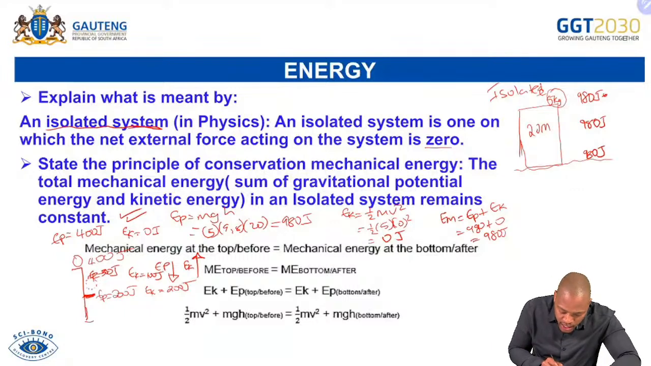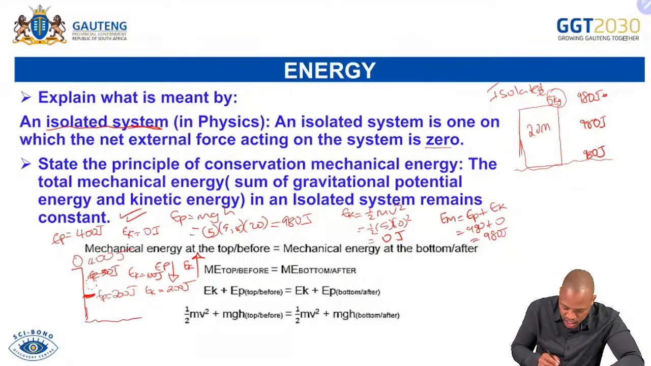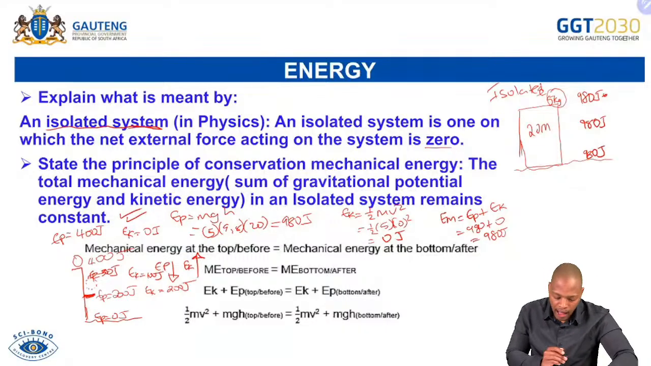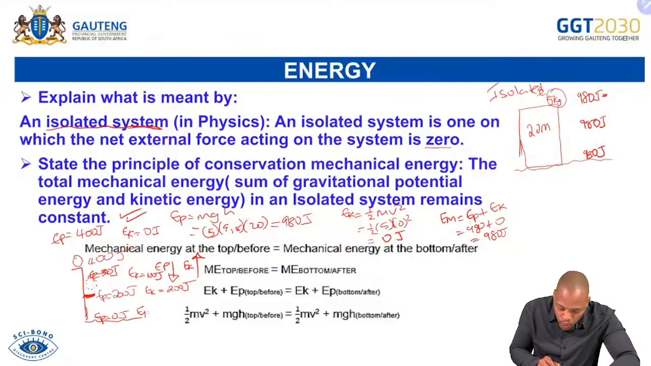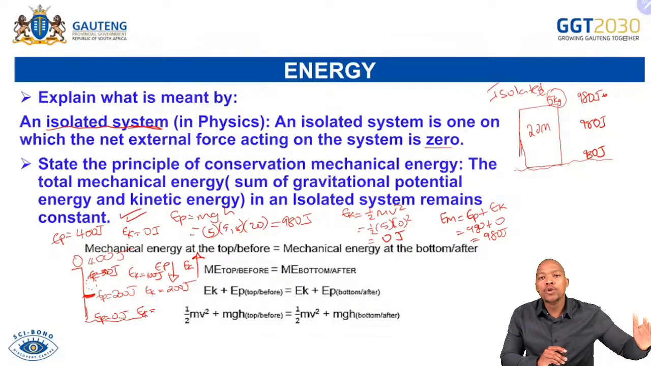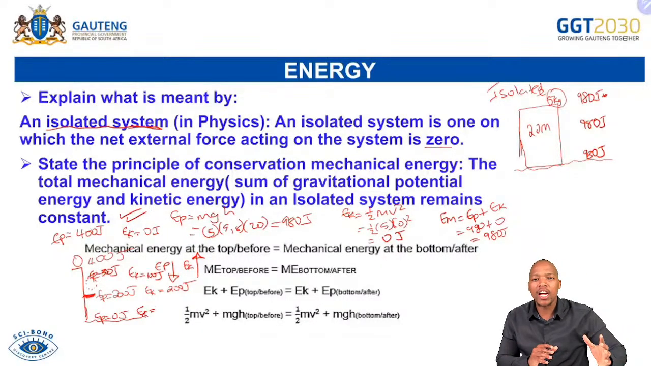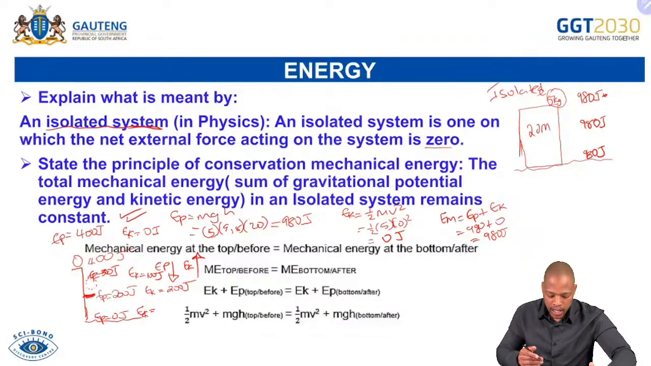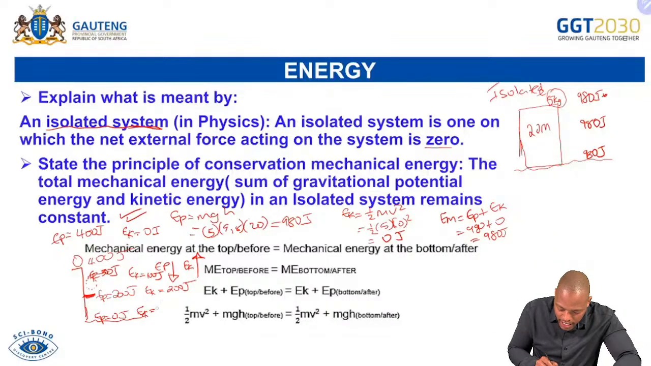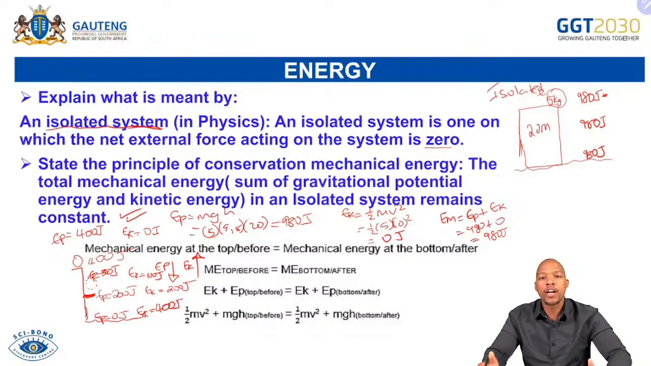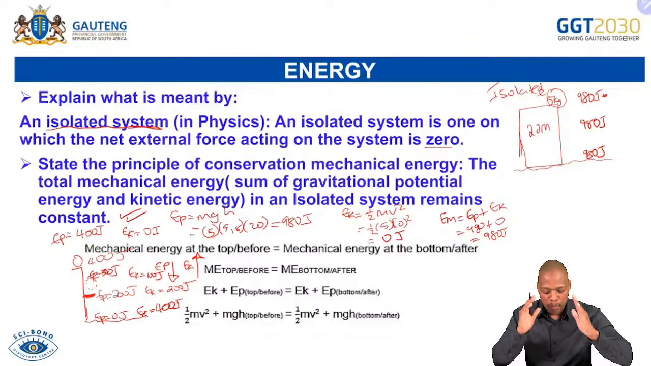Even as we reach the ground, EP there will then be 0 because there will no longer be height. The EK will be maximum then. It means all of the gravitational potential energy has been transferred to becoming the kinetic energy. The kinetic energy will then be 400 joules at that point. However, the mechanical energy still remains the same, 400 joules.